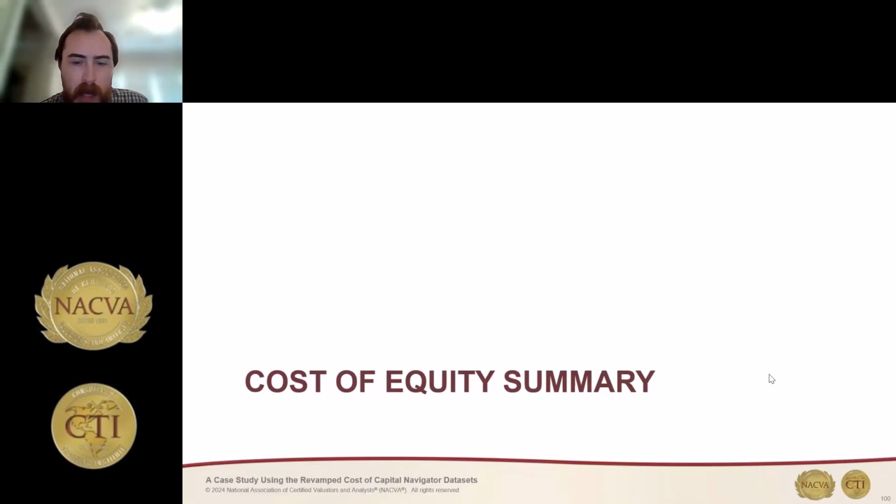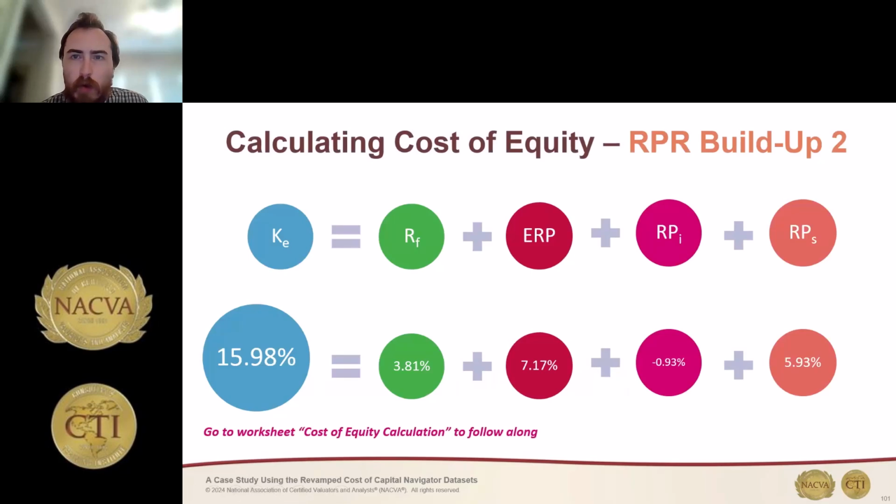Right. So if we think back to the beginning of the case study, our goal was to estimate a cost of equity. We've been retrieving inputs to do that. So if we look at our basic build-up 2, for example, we have all four of these inputs now. We had our risk-free rate, we had our ERP, we got our industry risk premium and our size premium to calculate a cost of equity.